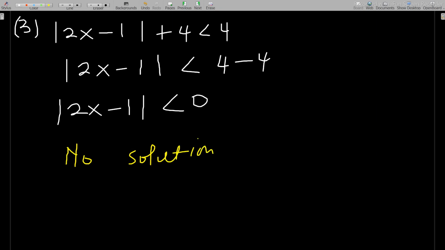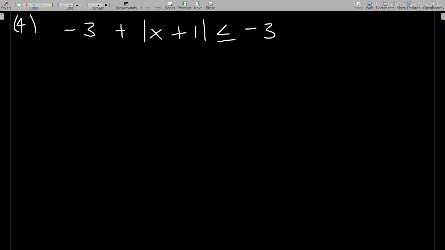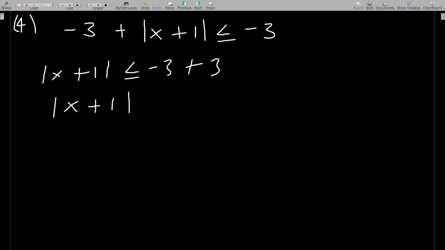We are just walking through these examples so that we equip ourselves with how to solve absolute value inequality problems. Okay, let's move on to the next one. Now I have this. To solve this, I have to isolate it. So the absolute value of x plus 1 is less than or equal to negative 3 plus 3. I have the absolute value of x plus 1 less than or equal to 0.